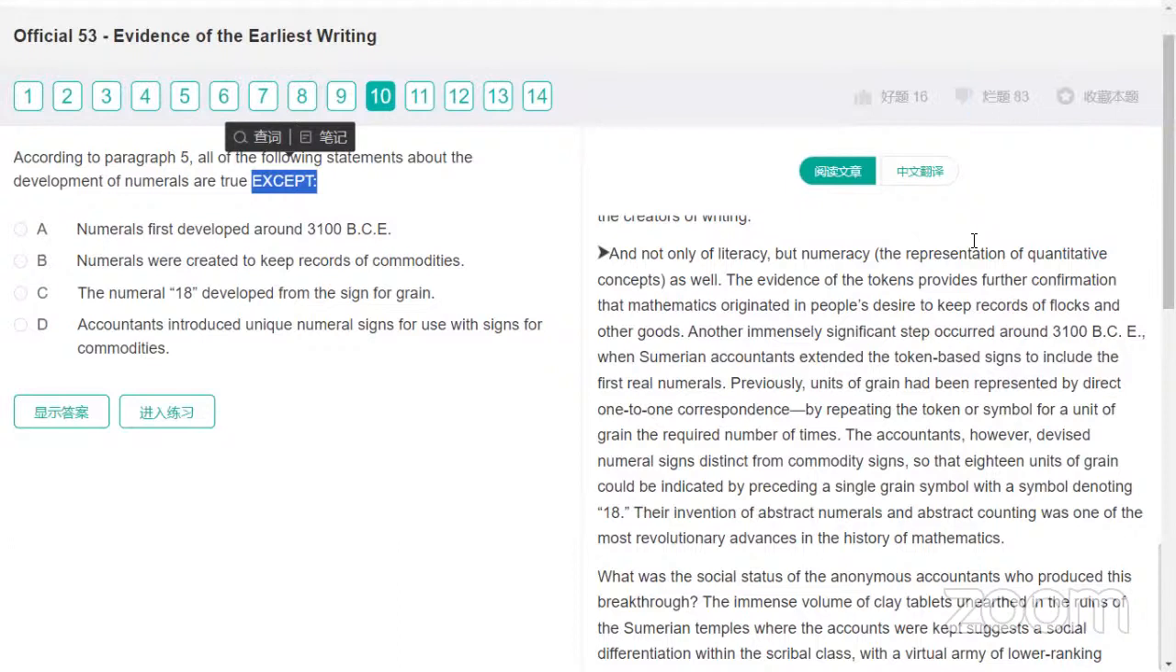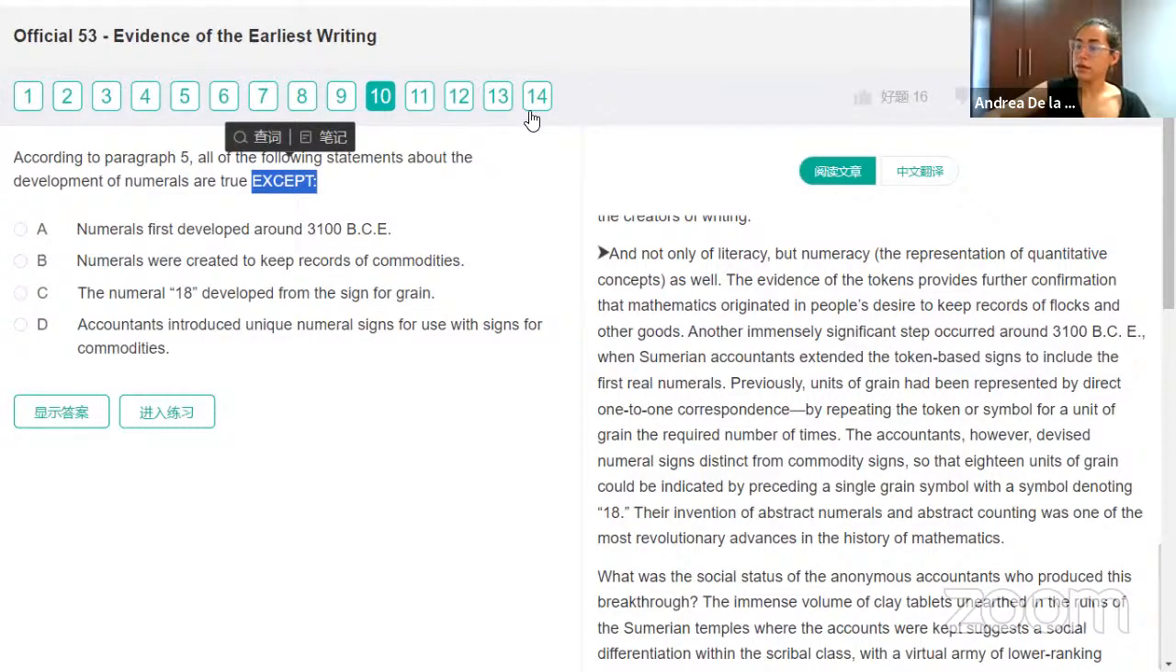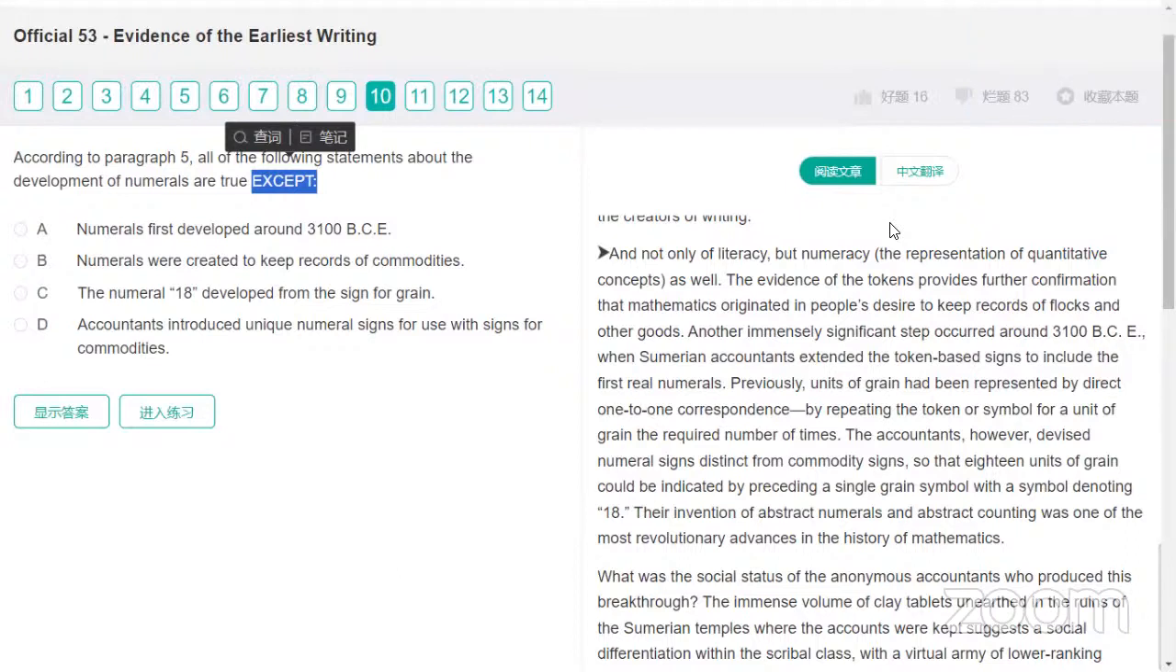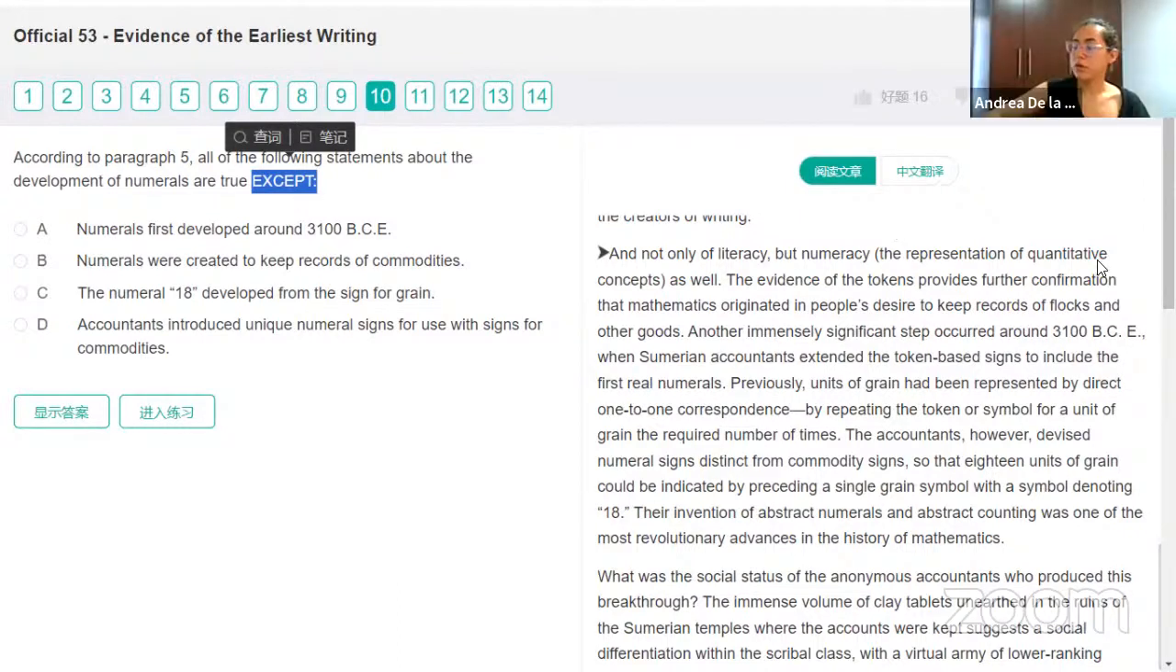Teacher, what is flux? Sorry, what is? Sorry, come again? In people desires to keep record of flux and other goods. Flux means like productos de consumo de comida. So, productos agrícolas puede ser.